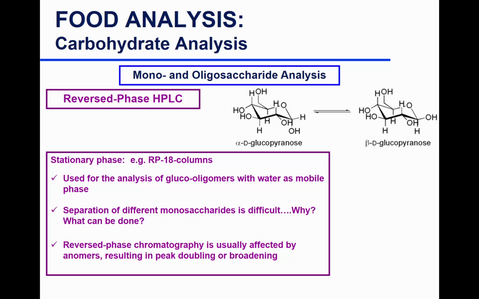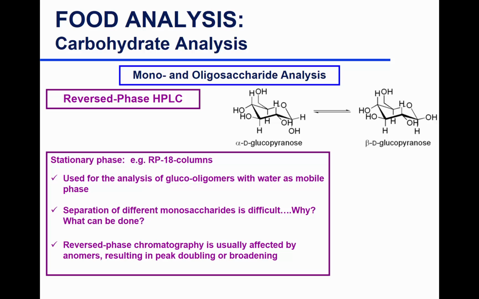Reverse phase chromatography, the way it's applied, you will have a reverse phase C18 column, like the one we use in the lab for caffeine, and your mobile phase will be mostly water. So the problem is separation of different monosaccharides is really difficult. Why is that? Why is it hard to separate monosaccharides like glucose from fructose, for example, using reverse phase?